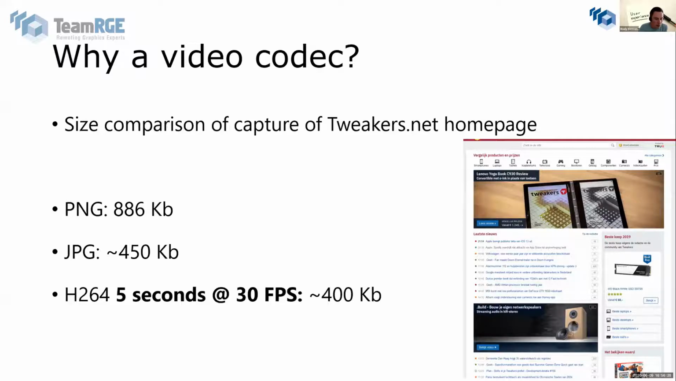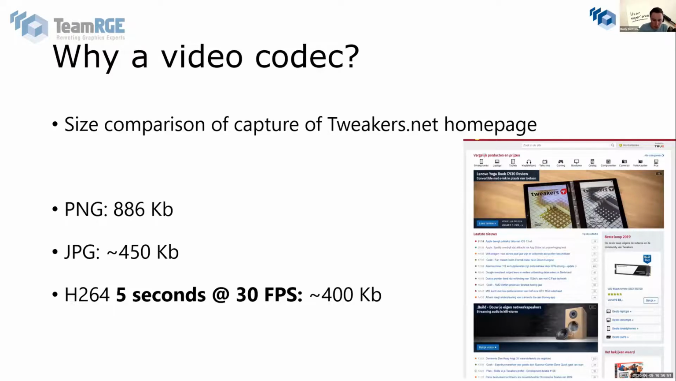And the PNG, so uncompressed still image, is around 900 kilobytes. The JPEG is 450 kilobytes in size. And the H.264 video is around 400 kilobytes. So for 150 frames, I only need 400 kilobytes. So it's quite some magic they do with video codecs.